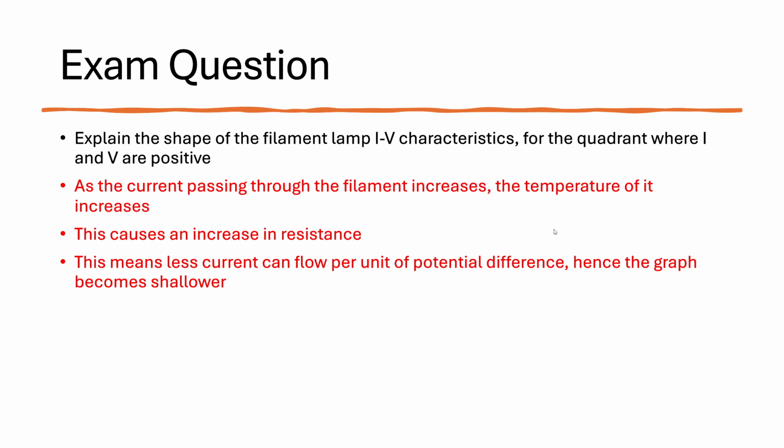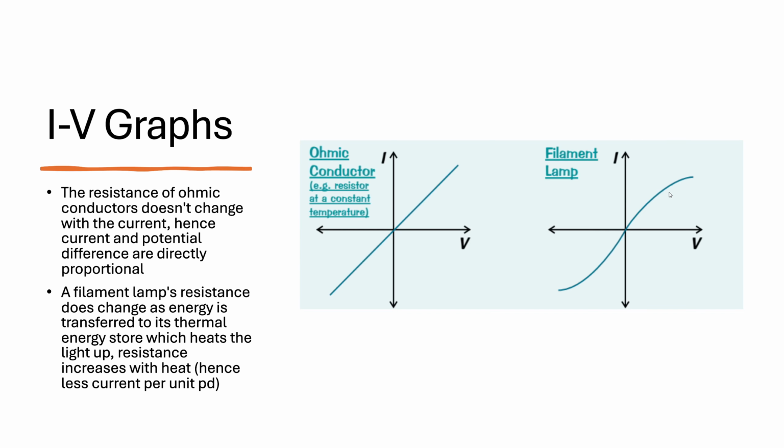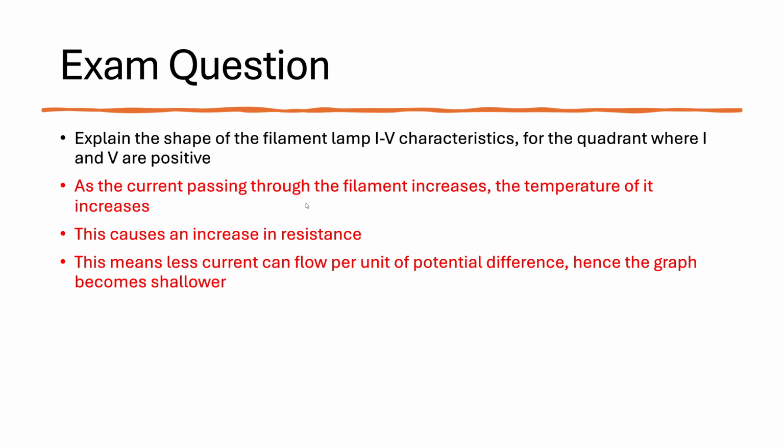There's also diodes, which we'll get onto now. First of all, we'll do this as a question. Explain the shape of a filament lamp's IV characteristics for the quadrant where I and V are positive. So in that case, we're talking about this quadrant right here. As the current passing through the filament increases, its temperature increases. This causes an increase in resistance. This means less current can flow per unit of potential difference, hence the graph becomes shallower. That's the exact 3 marks that you'll get for that sort of question.